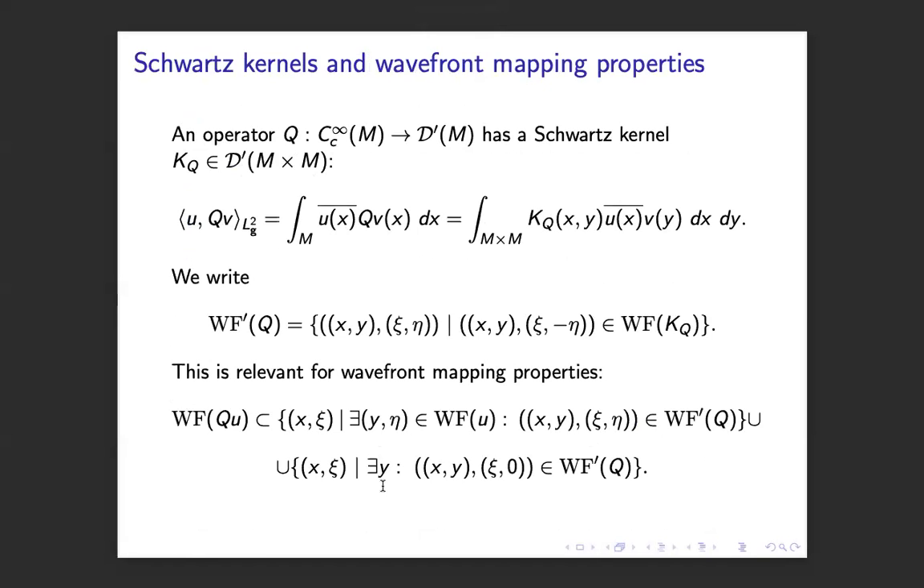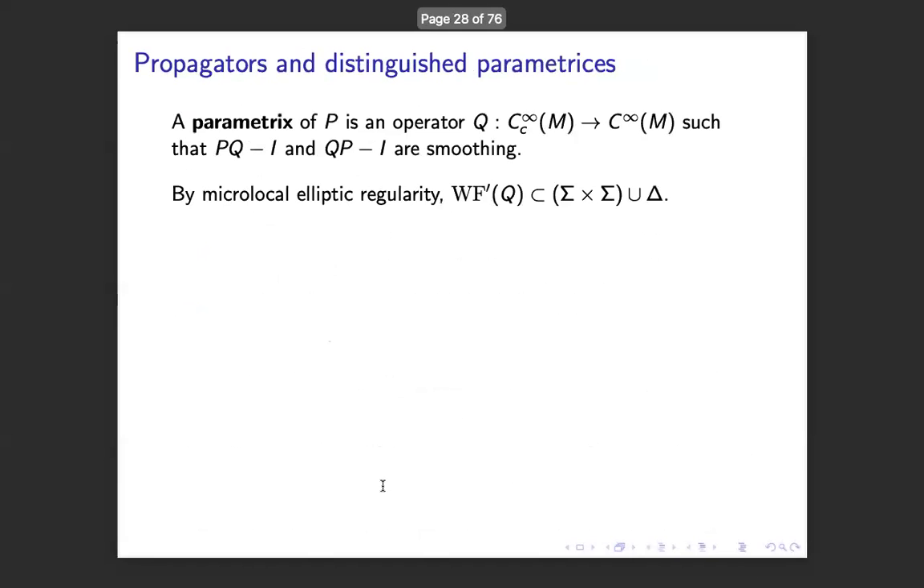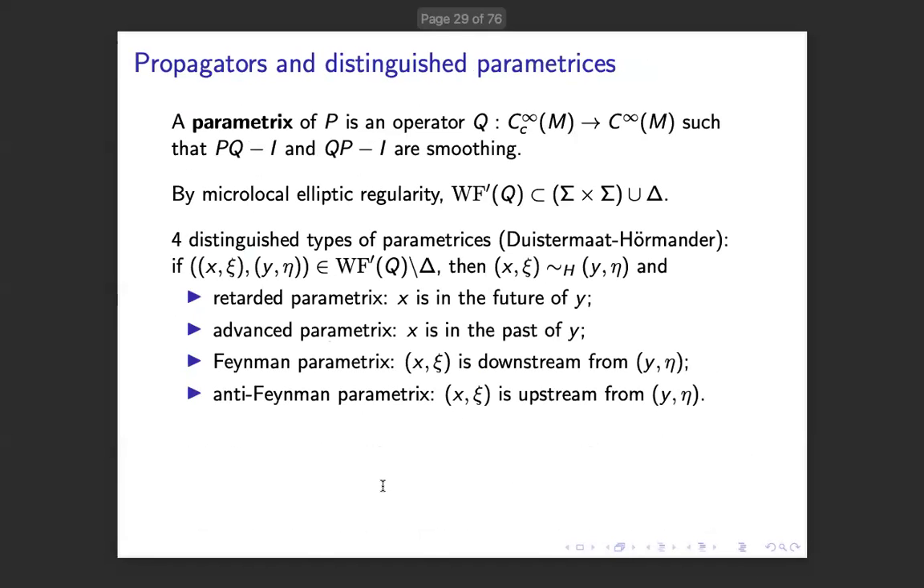Okay, maybe let me move to something a bit more conceptual. The question here was how to characterize propagators. There is a precise version of the idea that the retarded propagator propagates things to the future, the advanced propagator propagates things to the past, and the Feynman propagator propagates positive frequencies to the future and negative frequencies to the past.